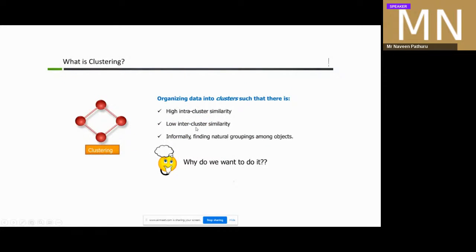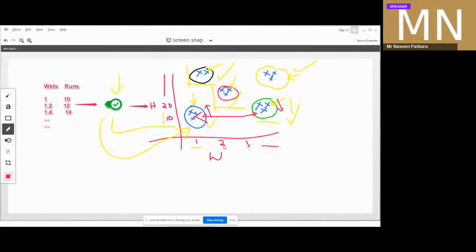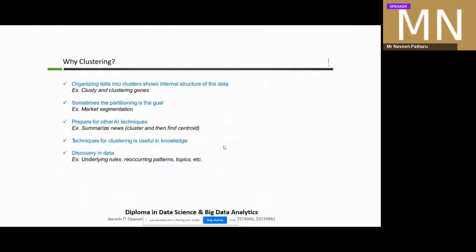So inter-cluster similarity is low. And what is this? These are nature's groups. Cats are found by nature. Dogs are found by nature. We call them natural groupings. These are found based on the principles of mathematics. How? Let's try to understand that.